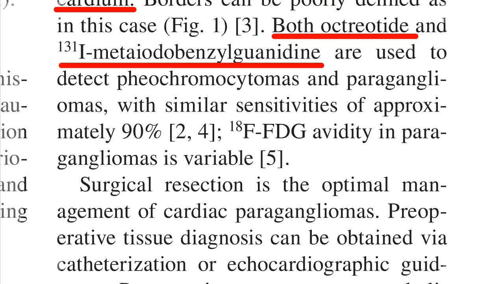Both octreotide and MIBG can show uptake of this mass. The sensitivities are pretty high. FDG PET is not as good as this, so octreotide or MIBG are much more specific.